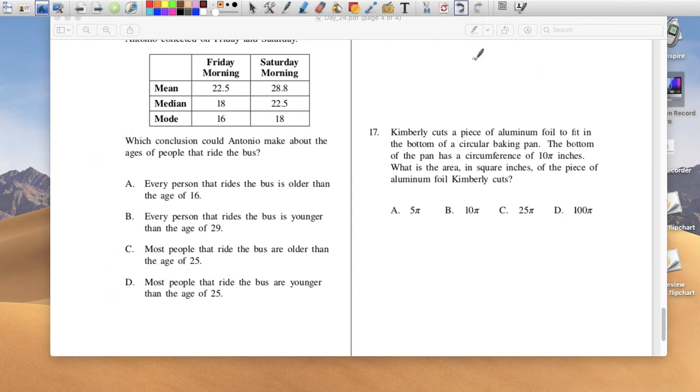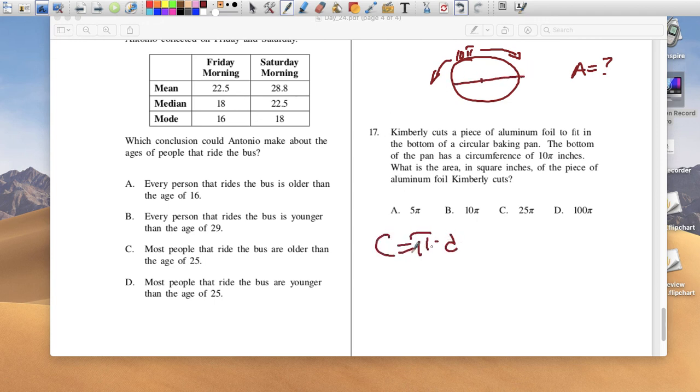Kimberly cuts a piece of aluminum foil to fit in the bottom of a circular baking pan. All right, so here's your baking pan. The bottom of the pan has a circumference of 10 pi. What's the area? So I need to find the area. So if I have the circumference, I can find the diameter, right? So let's do that. C equals pi times d. Circumference is 10 pi equals pi times d. I can cut this pi, or divide both sides by pi. And my diameter is 10, which means my radius is 5, right? Half of the diameter. So if this whole thing is 10, I know that the radius is 5.